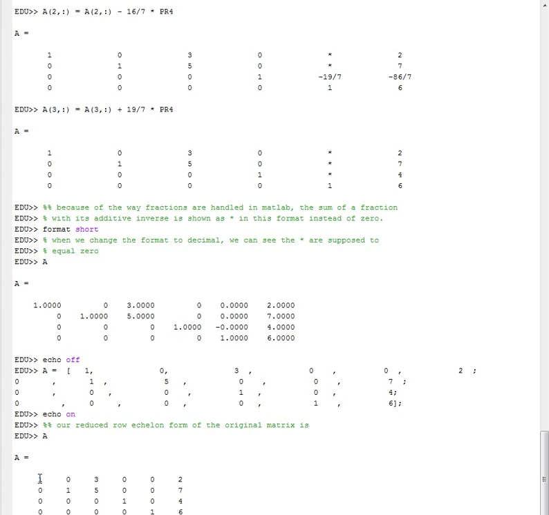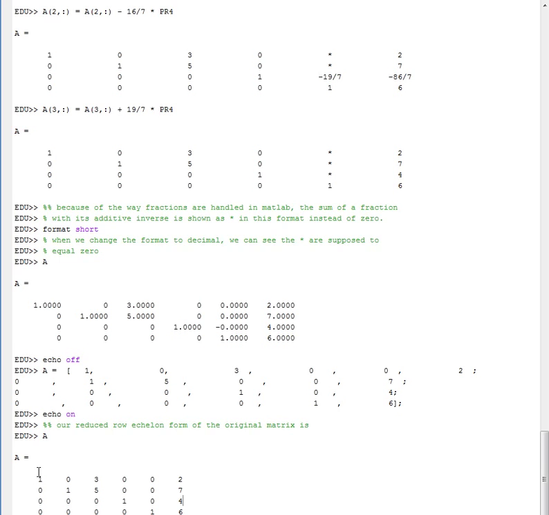First property is that the first non-zero term in each row is equal to 1. The leading term, in other words, is equal to 1. For row 1, that's satisfied. Row 2, satisfied. Row 3, satisfied. Row 4, it's clear.